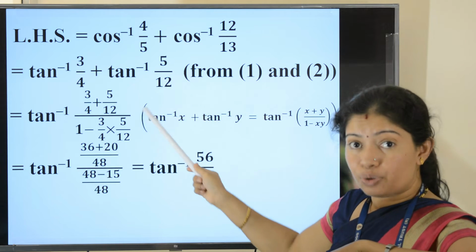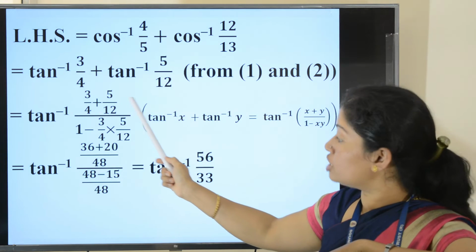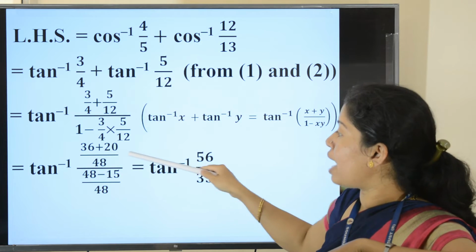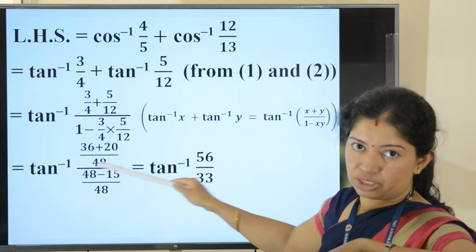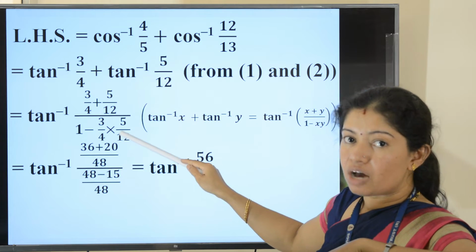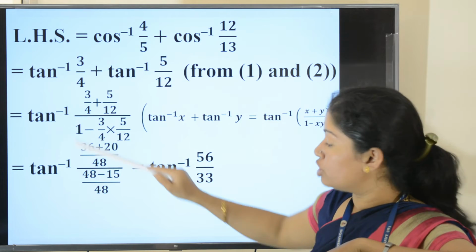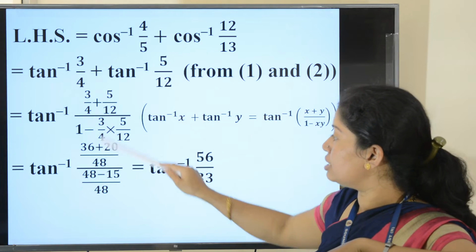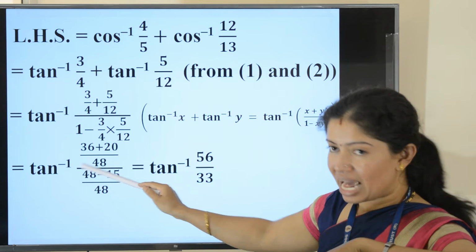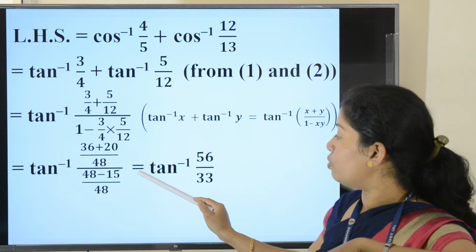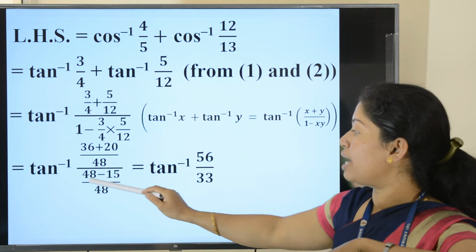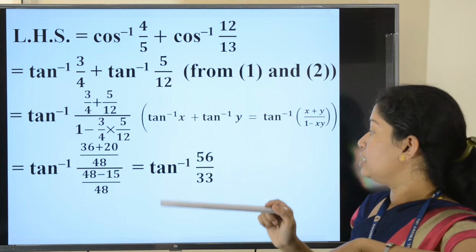Next you simplify this. So again here you have to take the LCM. So what we will do? We will cross multiply here. 12 3s are 36 plus 4 5s are 20 divided by 12 4s are 48. Entire thing divided by, here you multiply these two first, 12 4s 48. 48 you need to multiply to this one. So it will become 48 minus 3 5s are 15 divided by 48. Next you can cancel these 48. So this is equal to tan inverse of 36 plus 20 is 56 divided by 48 minus 15 is 33.